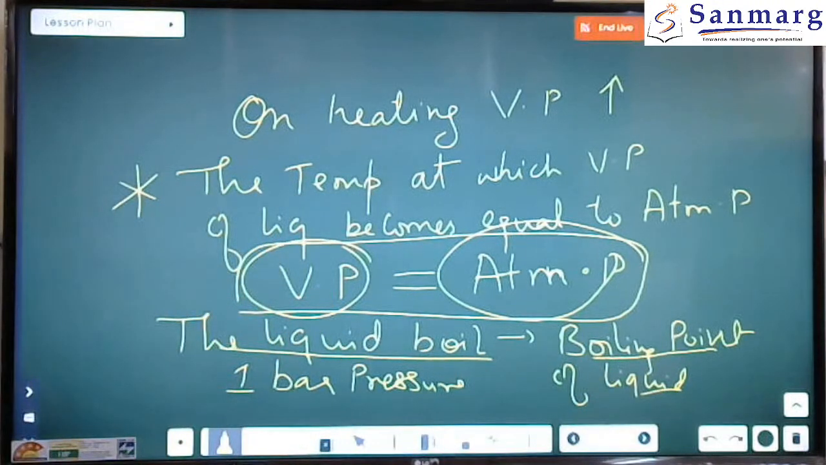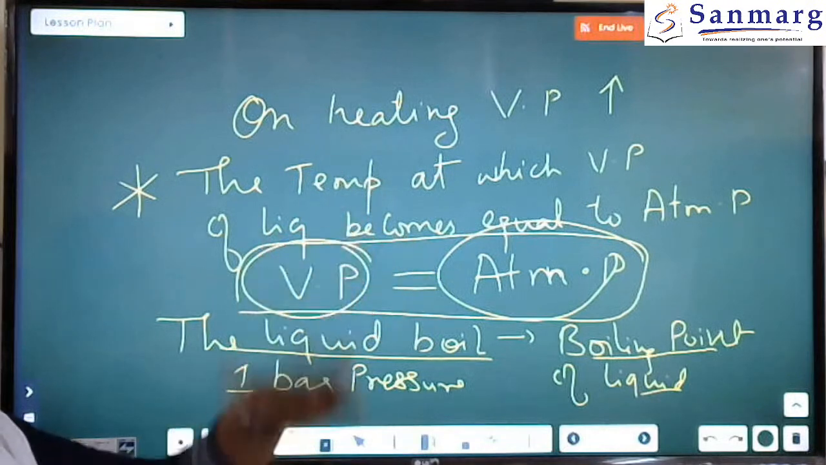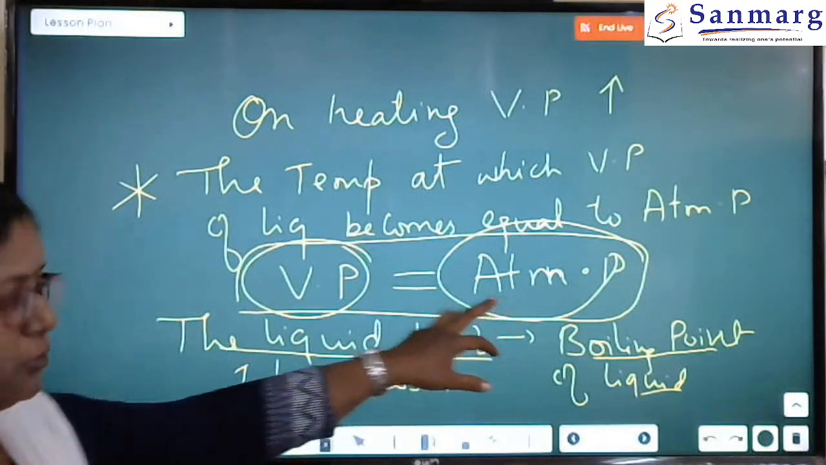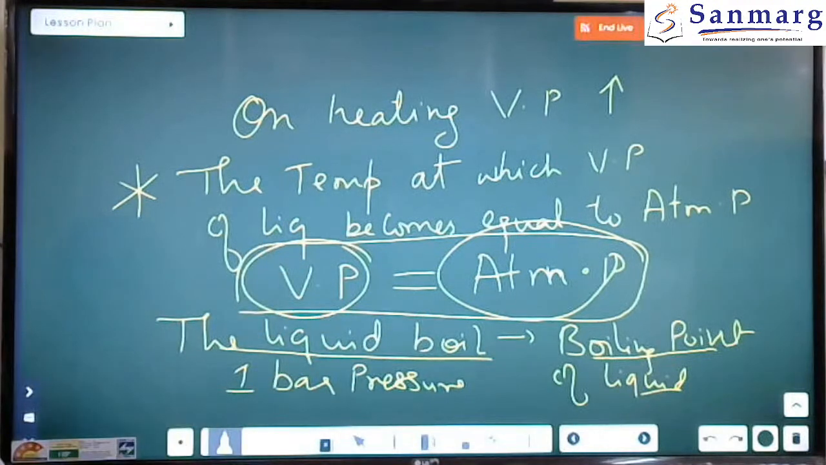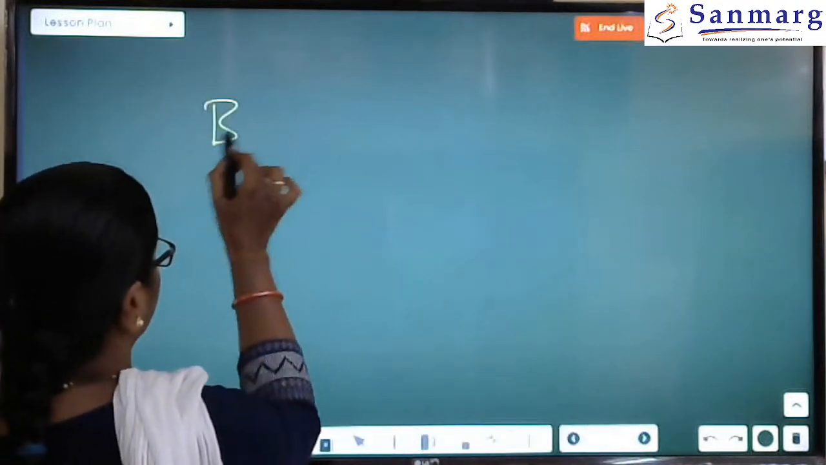The temperature at which the vapor pressure of a liquid becomes equal to atmospheric pressure, Vp equal to atmospheric pressure, is called the boiling point of the liquid. Now, what is the boiling point?